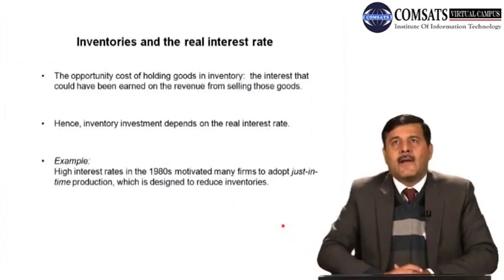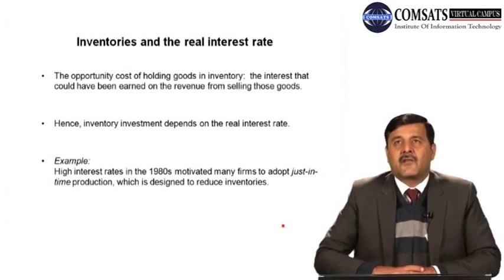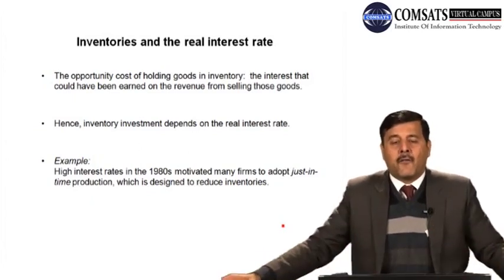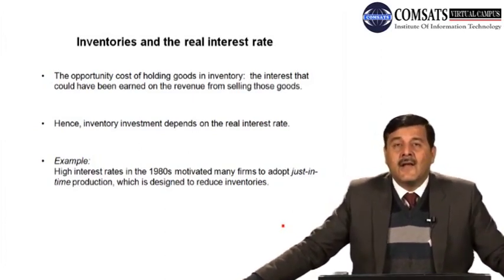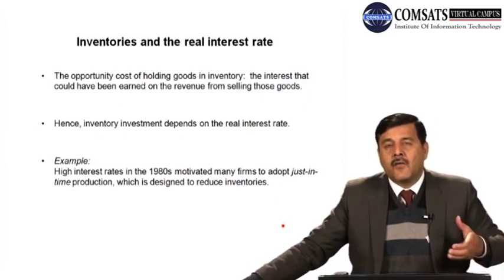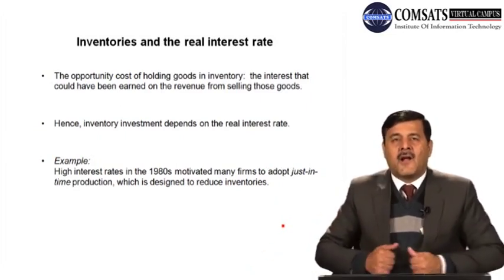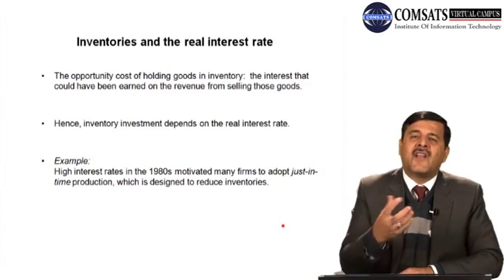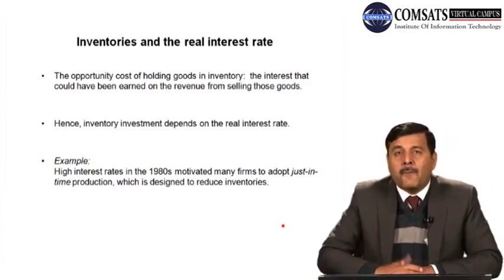Now how can we relate inventories with the real interest rate? What is the relationship between the real interest rate and inventories in the economy? The opportunity cost of holding goods in inventory is the rate of interest, basically the interest rate that could have been earned on the revenue from selling those goods. Agar aap usi inventory ko jisko aap hold kar rahe hain, usko sell karte hain, then you will earn certain revenue. Aapko revenue milega. You will deposit that revenue in the bank and you will earn the rate of interest. So the opportunity cost of holding inventory is the rate of interest.